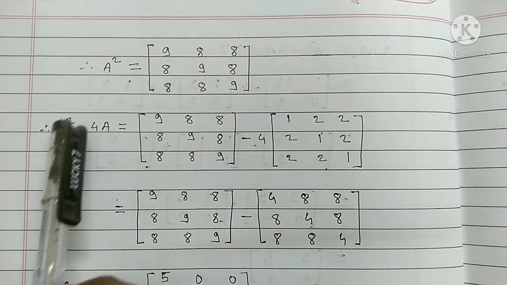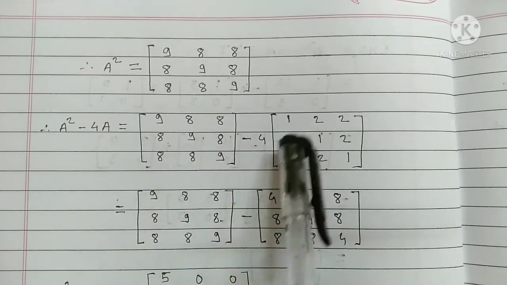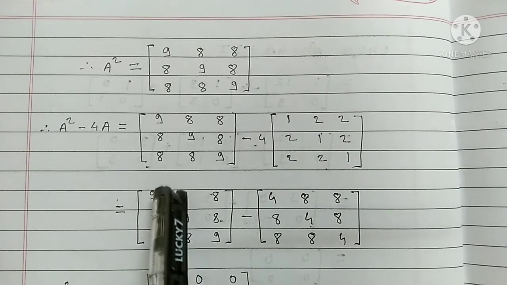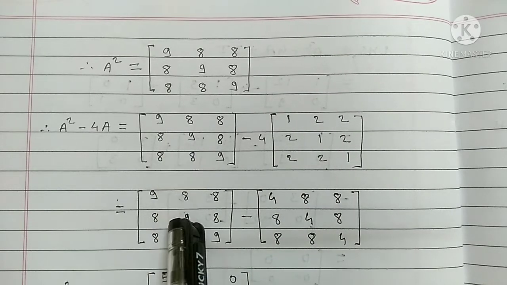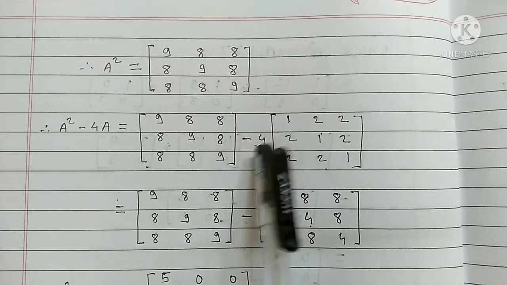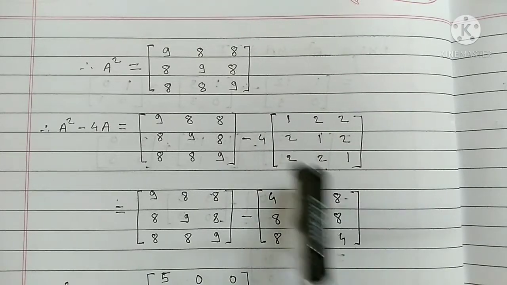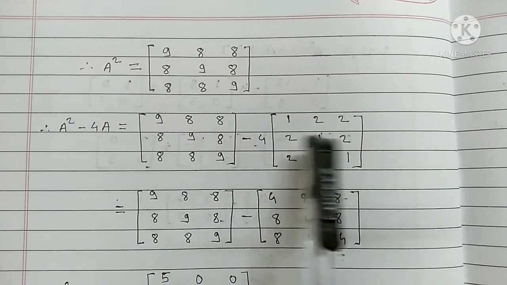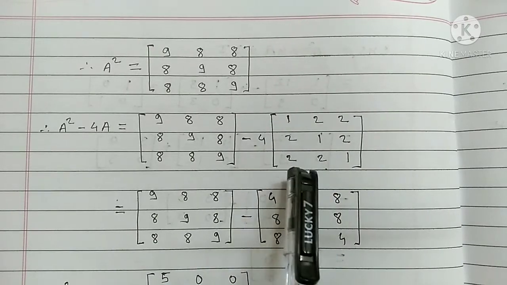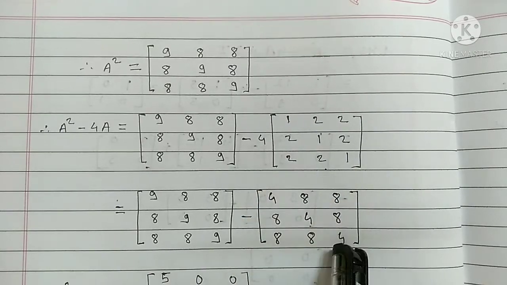Then we will find A square minus 4A. So this is our A square minus 4A matrix. This is our A matrix. First matrix as it is, then minus, we will multiply this matrix with 4. So 4 into 1 is 4, 4 into 2 is 8, 4 into 2 is 8, 4 into 2 is 8, 4 into 1 is 4, 4 into 2 is 8, 4 into 2 is 8, 4 into 2 is 8, 4 into 1 is 4.